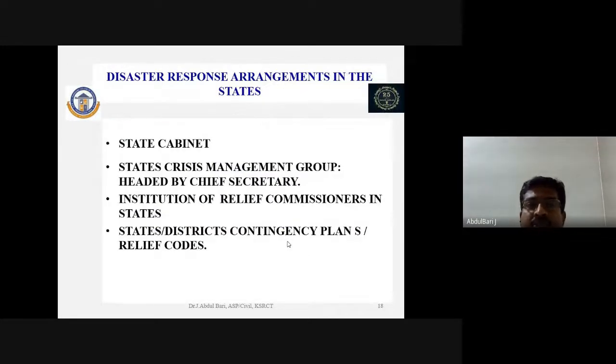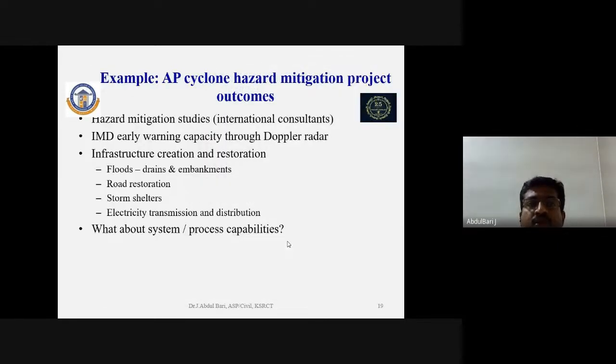A disaster response arrangement at the state level includes the state cabinet, the state crisis management group headed by the chief secretary of the state, and institutions of relief commissioners in the states, and the states' district contingency plans or relief code provisions. So, after the Andhra Pradesh earthquake, the hazard mitigation project outcomes have been taken into account.